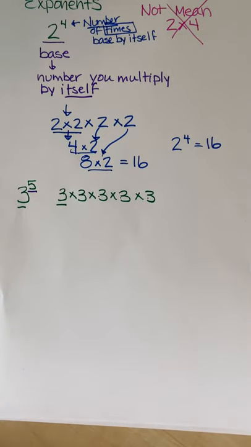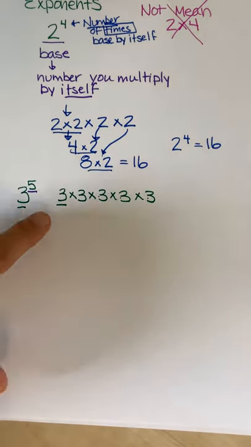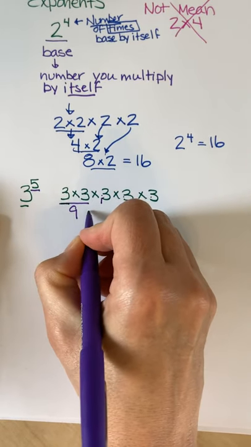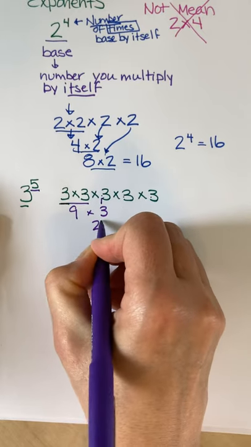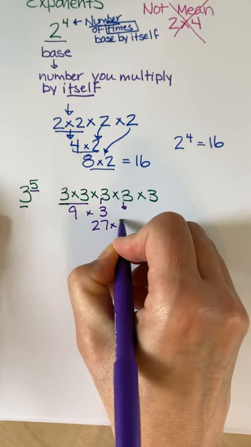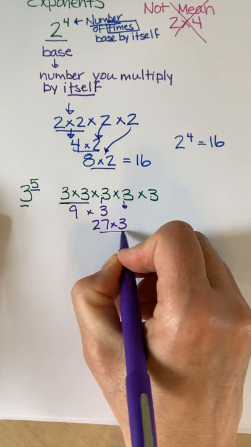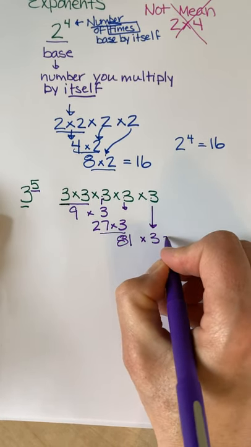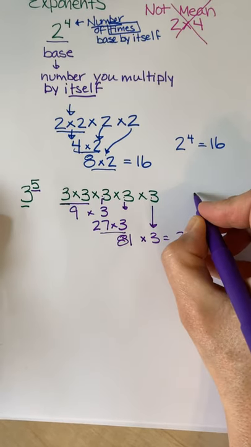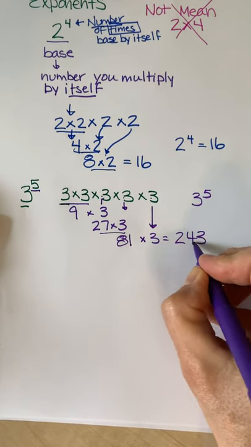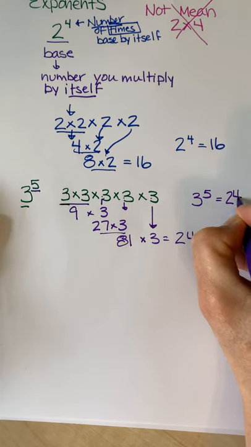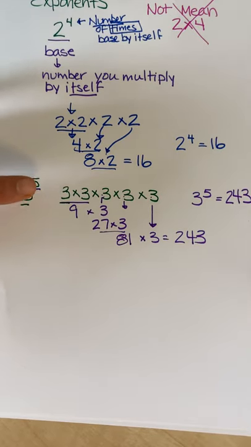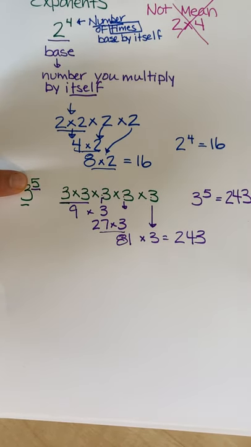They multiply out very, very quickly, okay? So this isn't gonna be a small number. 3 × 3 = 9, and then if I brought down this 3, that gives me 27, and if I bring down this 3, that gives me 81, and I bring down this 3, that gives me 243. So 3^5 is equal to 243, okay? Not 15, I'm not saying 5 threes, I'm saying 3 × 3 × 3 × 3 × 3, okay?